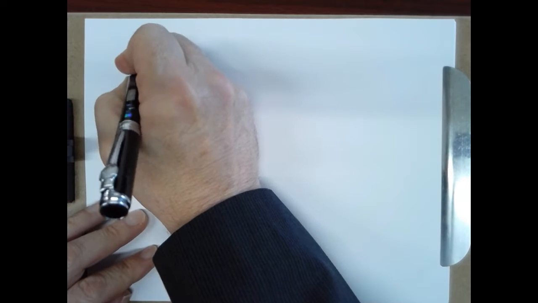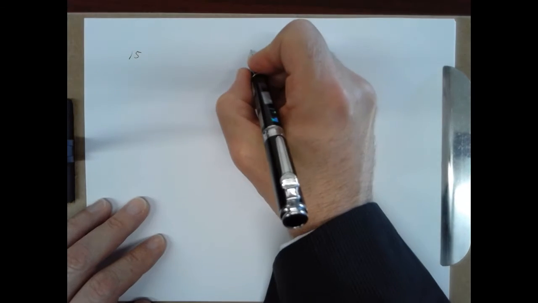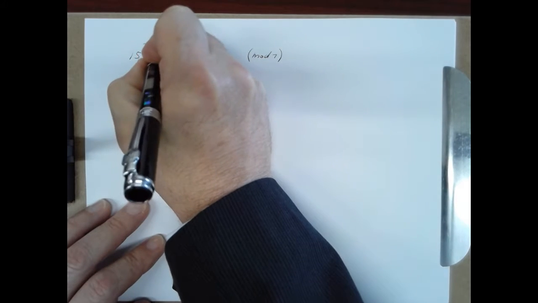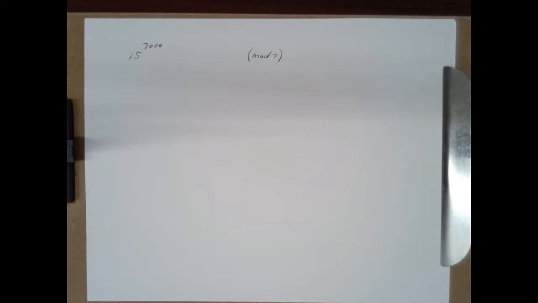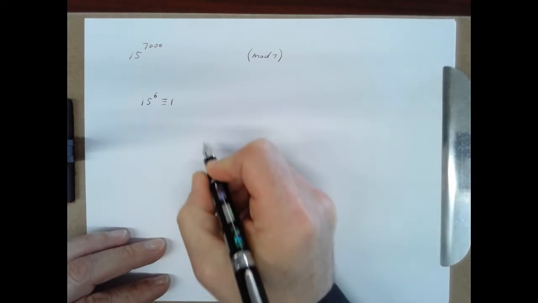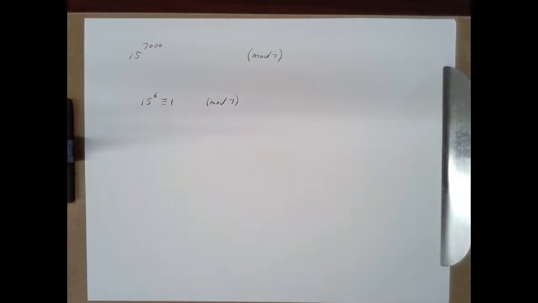All right, so that's Fermat's little theorem, and we can apply it in all kinds of situations. So I don't know, let's just pick a number, 15 to the, what should we work, mod 7? So 15 to the 7,000th, mod 7, which is a ridiculous number. Well, we know 15 to the 6th is congruent to 1 mod 7. So how many times can 6 go into 7,000?